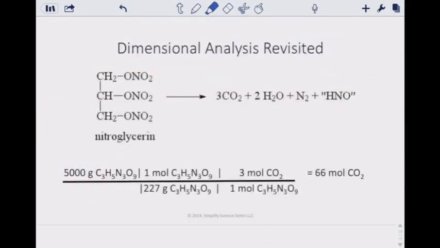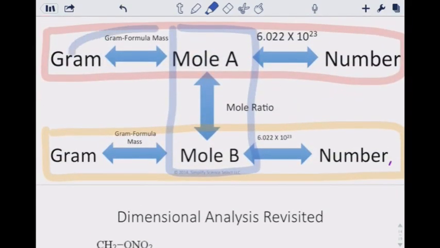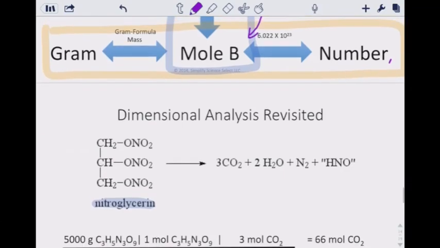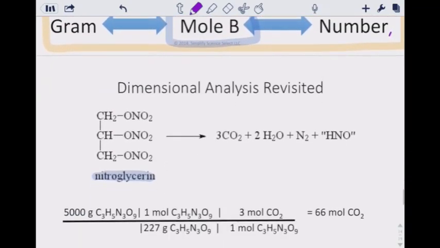Okay, so let's look at our dimensional analysis. Now, we have 5,000 grams of nitroglycerin, which is right here. And what we're doing is we're converting it into our moles of carbon dioxide. Well, I know from here, if I go from grams to moles, I need to divide by the gram formula mass, or the molar mass, to get my moles of my nitroglycerin. And then I can go from moles of nitroglycerin to moles of carbon dioxide by using the mole ratio. And you can see that.